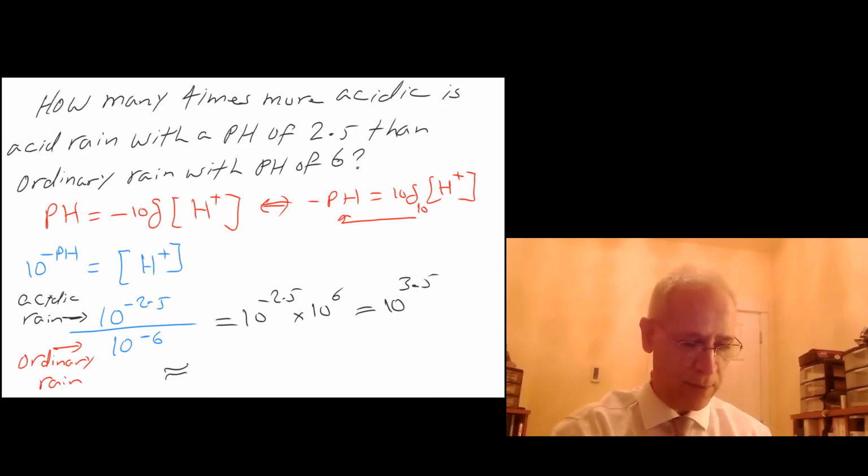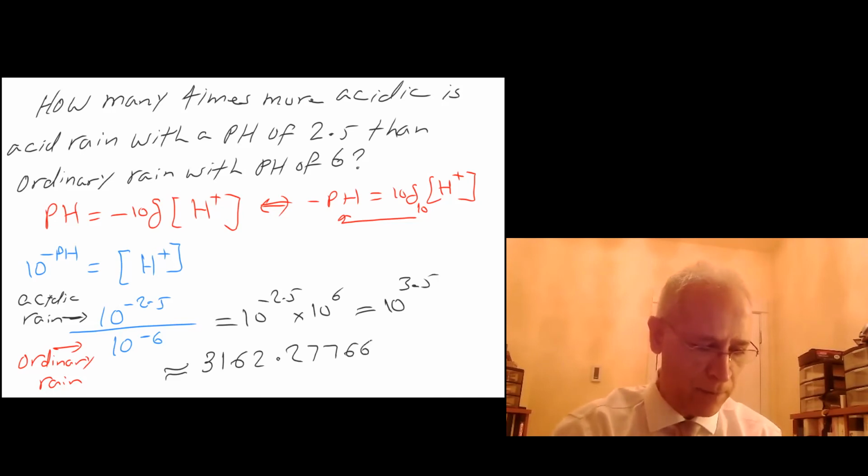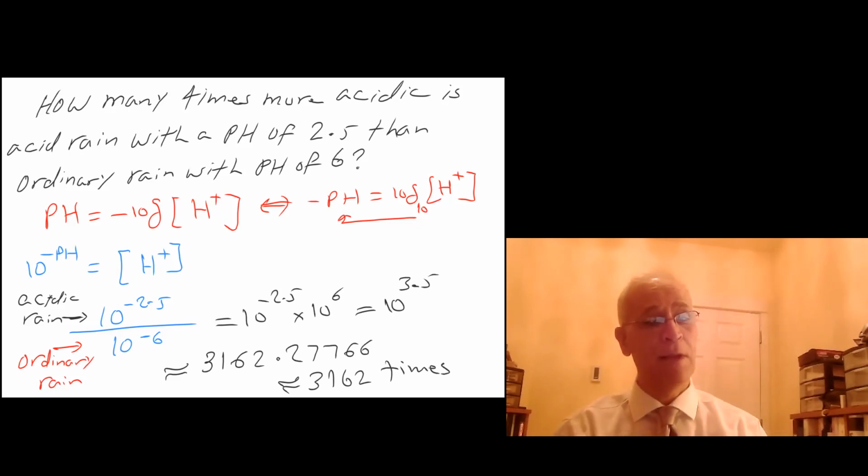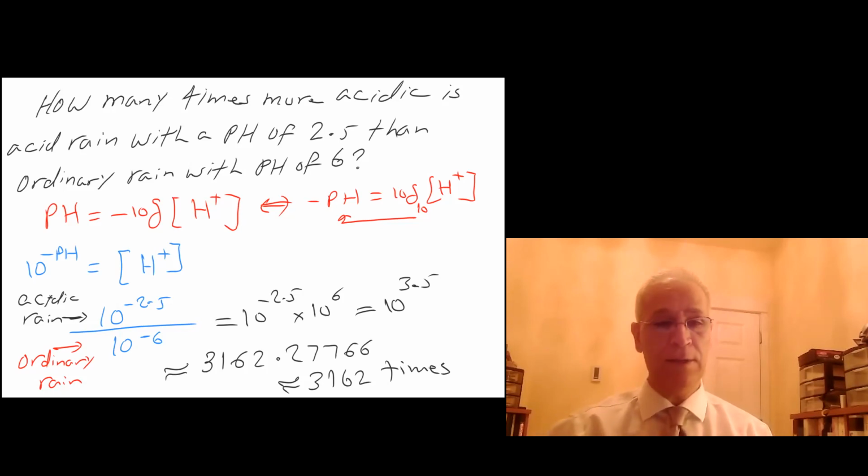Whoa, you're not going to believe this. 3,162.27766, so roughly 3,162 times more acidic. Wow. I hope you like these examples. I'll talk to you soon. Thank you.